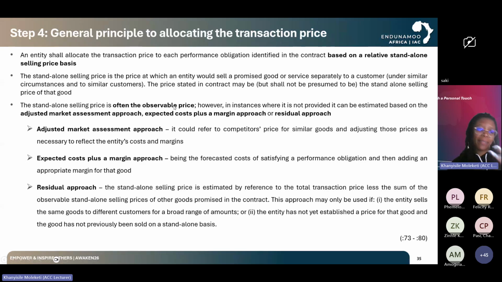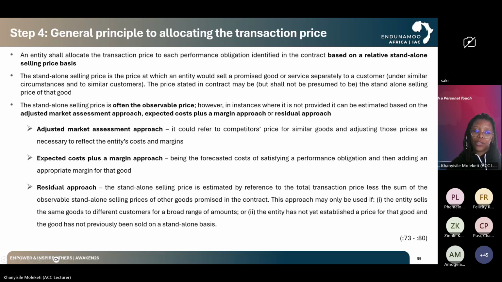However, if it's not clear what the standalone selling price is, there are ways we can estimate it. We can estimate it based on what our competitors sell similar stuff for. If we can't determine this, we can use expected cost plus margin. So how much we think it's going to cost us to make the products, and what margin we typically want to earn on these types of goods? And if we can't use either of these two, then it's the residual approach.